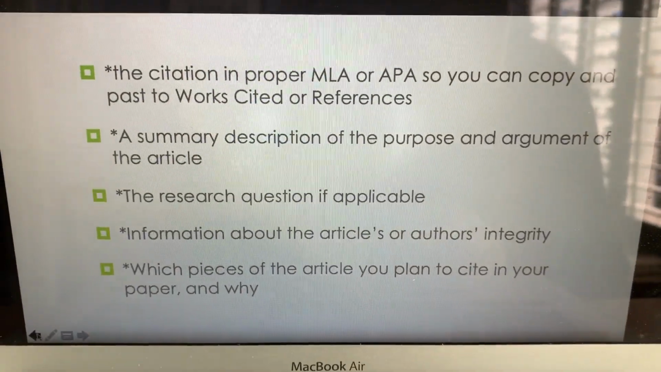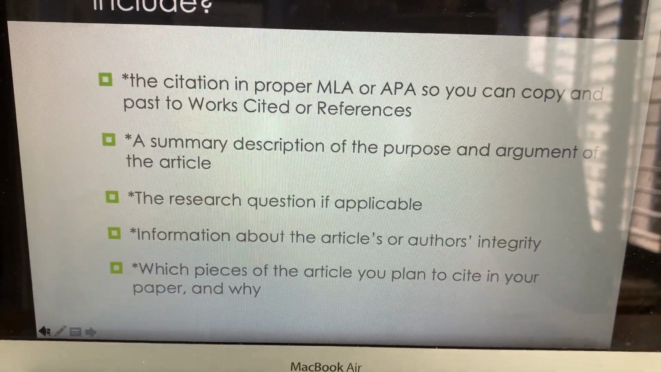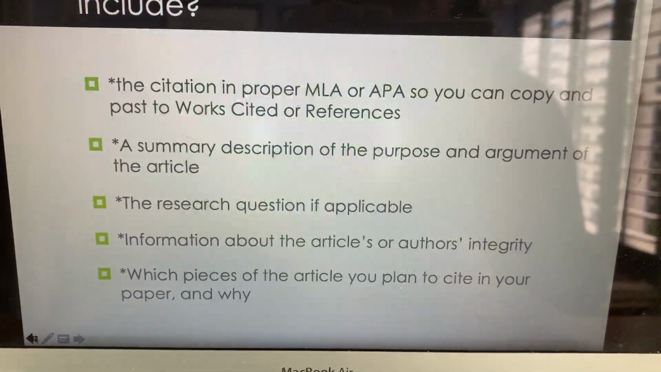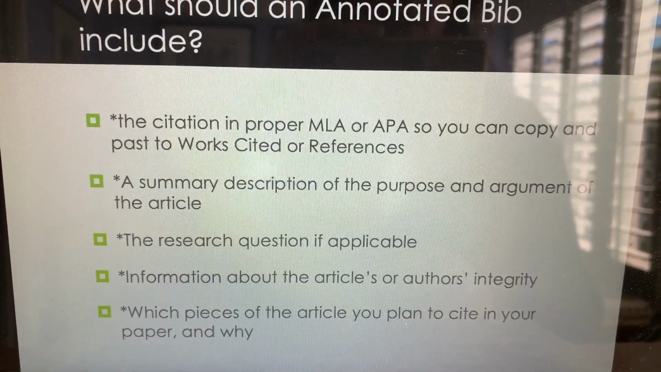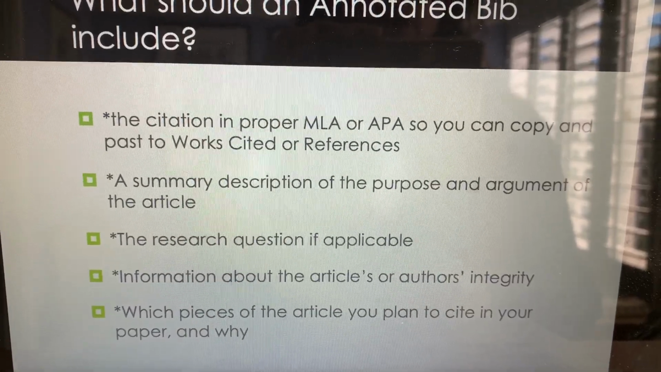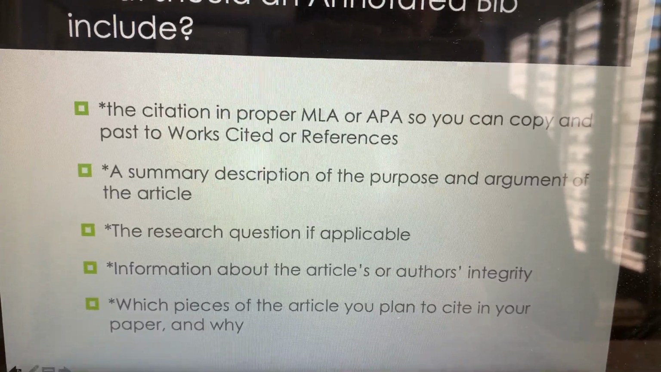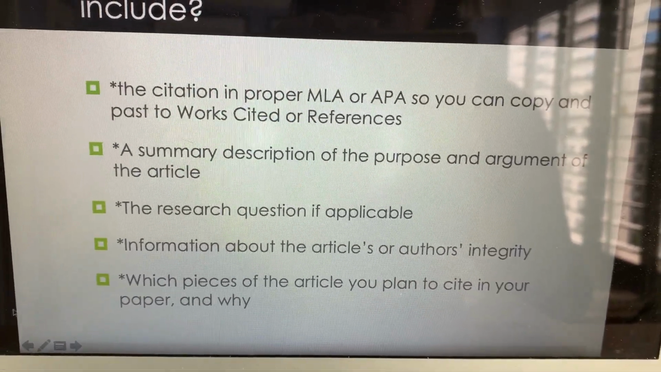Right? So the next thing you'll have is a summary description of the purpose and argument of the article, the research question if applicable. Now that really is a great opportunity. Does this article have a research question? If it does, include that. Information about the article or our author's integrity, and we'll see sort of what that looks like in just a second. Which pieces of the article you plan to cite and why.